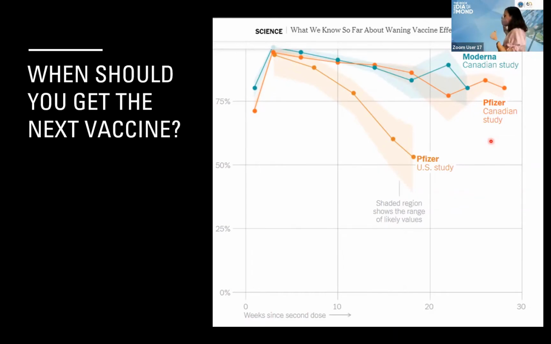Do they test the entire population of the US? I don't think so. And Canada is much smaller than the US, but I don't think this study takes the entire population. So what do the researchers do? They take some sample of people who have taken the Pfizer vaccine, and then they test how high the antibody level is over time.